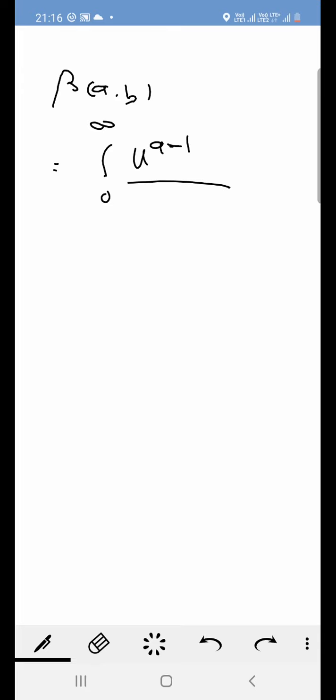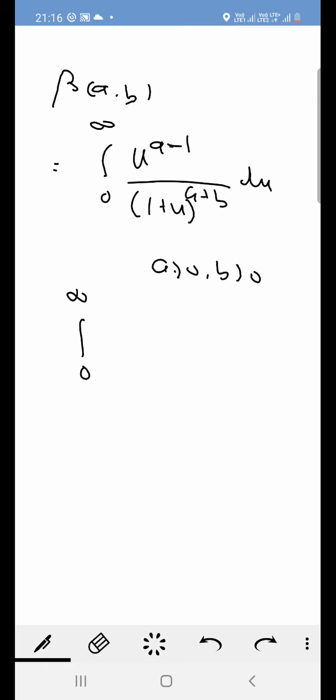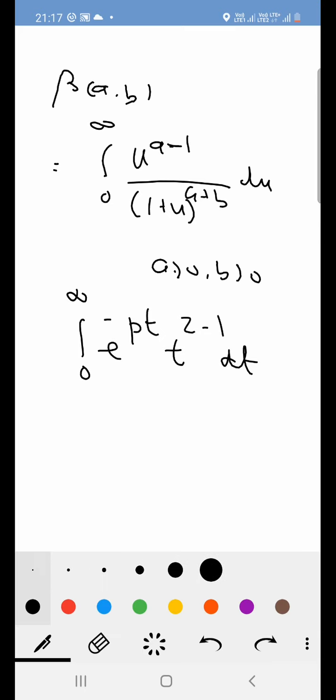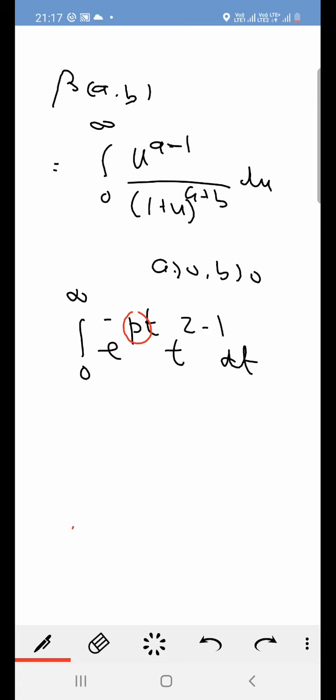So we once again write the expression here. Beta a b is now integral 0 to infinity u to the power a minus 1 divided by 1 plus u to the power a plus b du, and of course here a is greater than 0 and b is greater than 0. Now there is an expression integral 0 to infinity e to the power minus pt, t to the power z minus 1 dt. That means we have simply introduced this extra p in the gamma function, and by introducing it, the gamma function changes to gamma z divided by p to the power z.